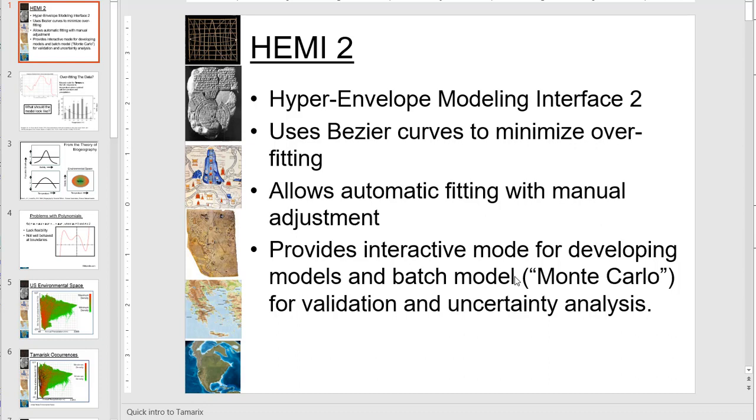Hi everybody, this is Jim again, and I'm going to talk briefly about HEMI2, and then I'll do another video where we dive right into using it in blue spray. Important points: it uses Bezier curves to minimize overfitting. It allows automatic fitting, so you can either do manual adjustment or you can have it automatic or both. And it has a bunch of Monte Carlo features for validation and uncertainty analysis.